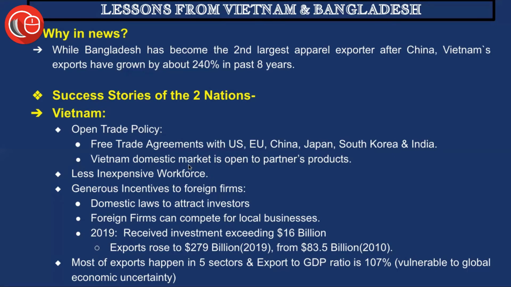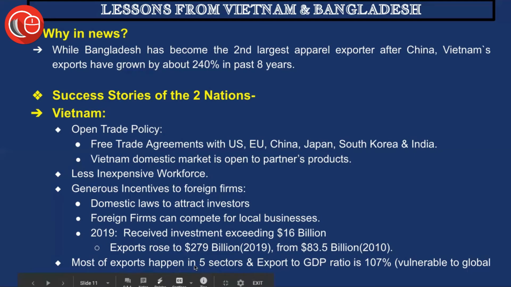But that is not really the case when it comes to Vietnam, because the trade setup in Vietnam makes sure that generous and attractive incentives are provided to foreign firms. The domestic laws are made to attract investors, and foreign firms can compete for local businesses as well, as in for tenders and other kinds of businesses. Even foreign firms can file for tenders. In 2019, it received investment exceeding $16 billion, and exports rose to $279 billion in 2019 from just $83.5 billion in 2010. So in just 8 to 9 years, it grew to this high extent.